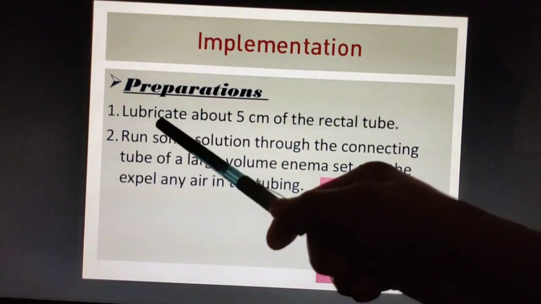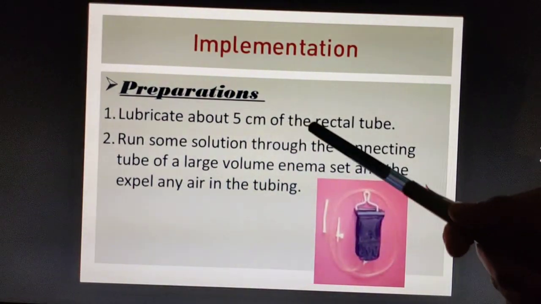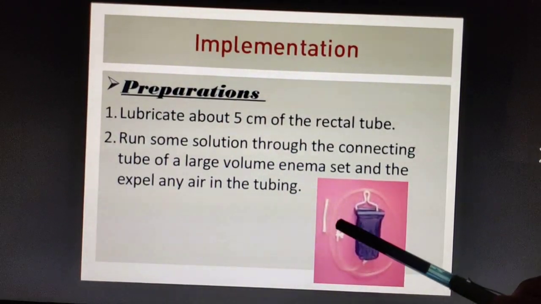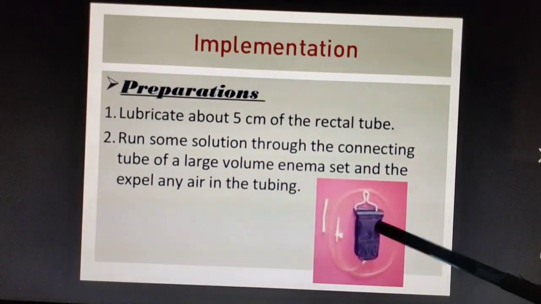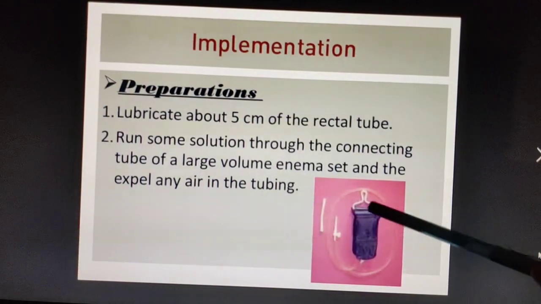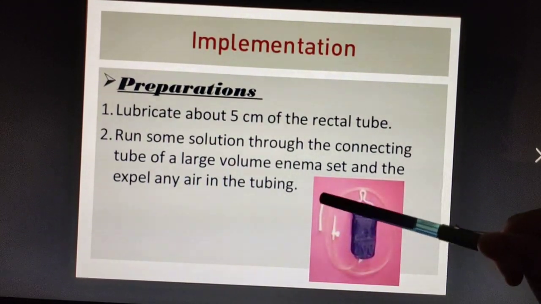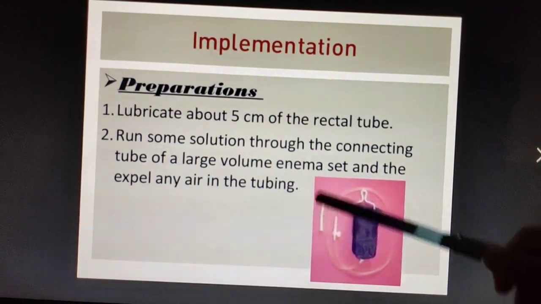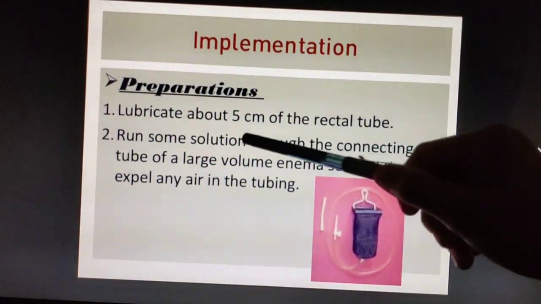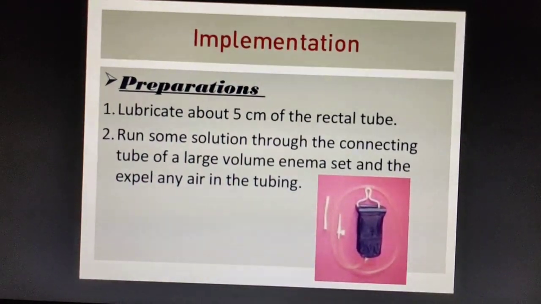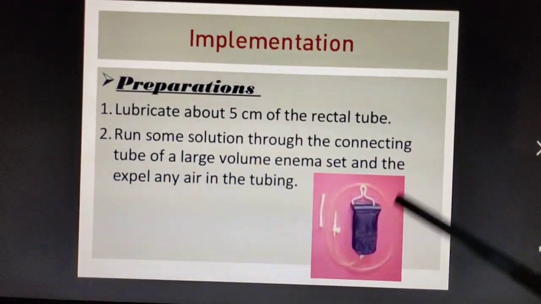Lubricate about 5 centimeters of the rectal tube. We have a rectal tube. The enema bag with the tube is there, and some little portion we have to insert, that we call the rectal tube. We have to lubricate the rectal tube 5 centimeters. It is like a urinary catheter, only we have it as the rectal tube. In the laboratory I will show you one day.